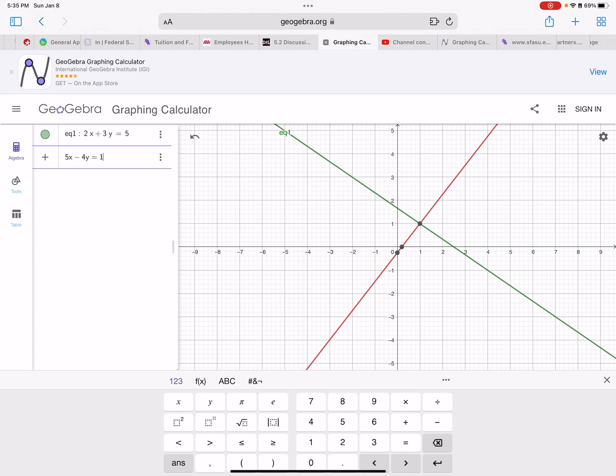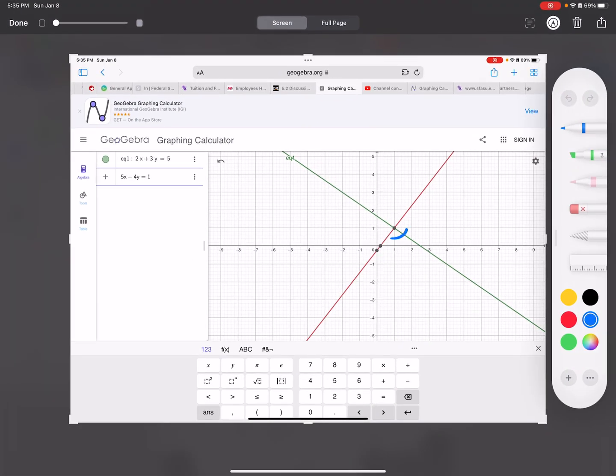Okay, so the first thing I would do is make a nice screenshot and say, oh, here we go. Here's the solution, and the solution here is (1, 1). Now it said that you're supposed to show algebraically why they cross as a solution. And literally what I'm going to do is this. I'm going to just put 1, 1, and say, see, that's a solution.